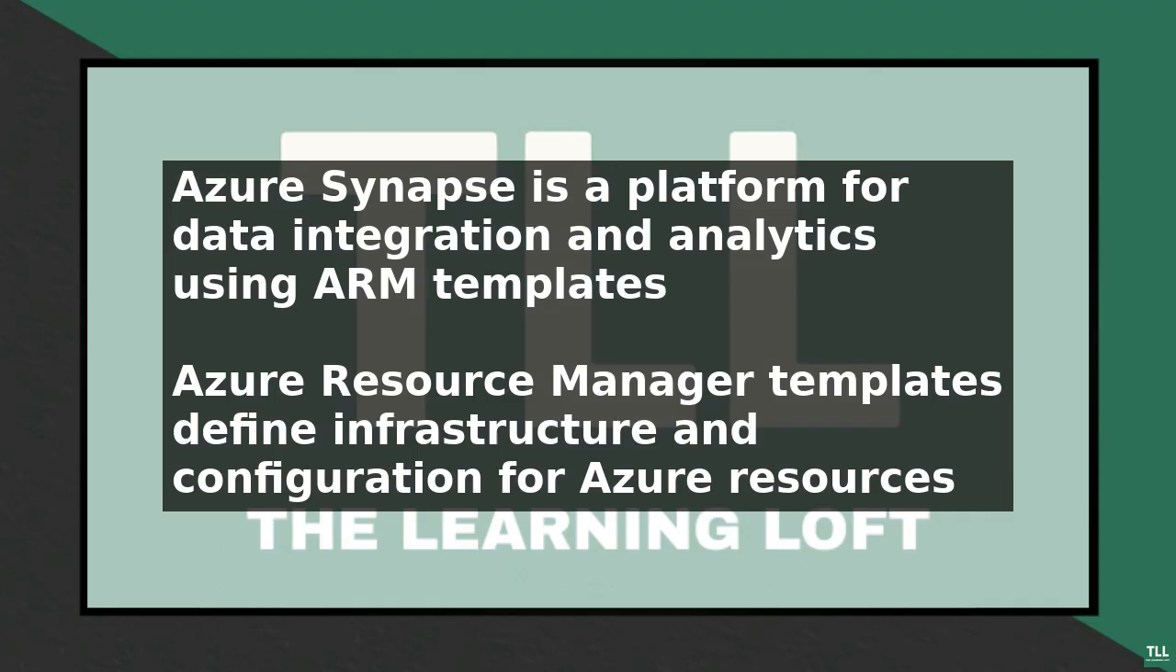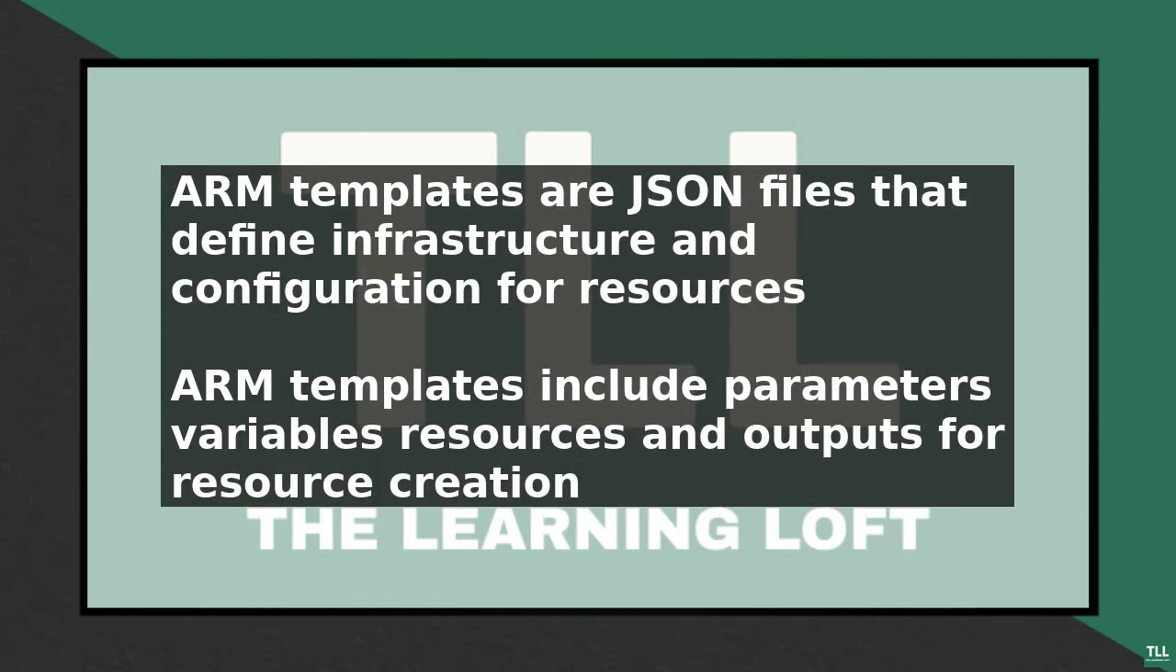Step 1. Understanding ARM templates. ARM templates are JSON files that define the infrastructure and configuration for your Azure resources. They allow you to declare the desired state of your resources, and Azure takes care of creating and updating them. To get started, you need to understand the basic structure of an ARM template, which includes parameters, variables, resources, and outputs.